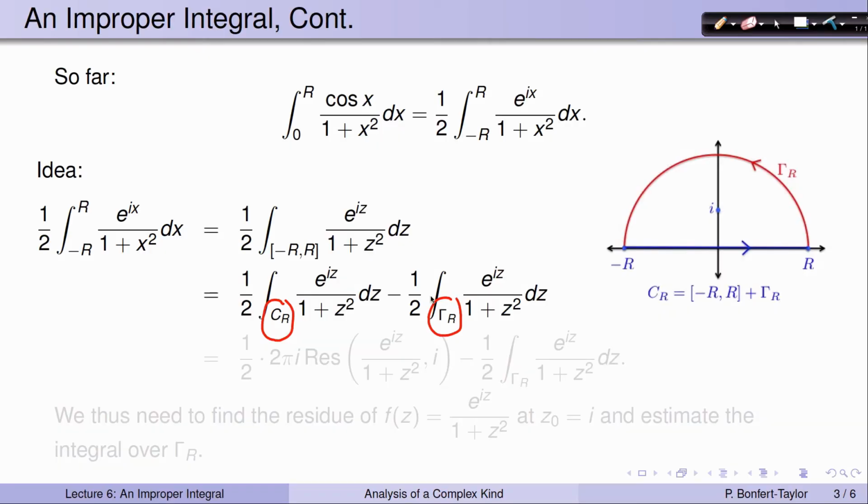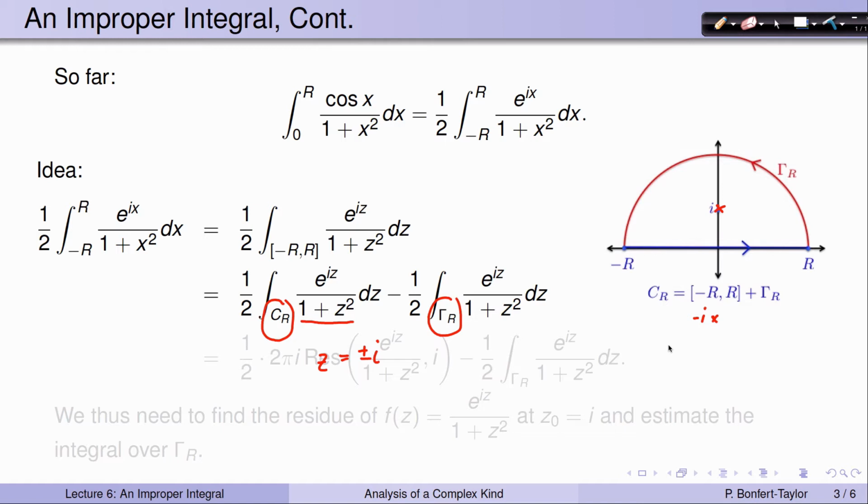Now the great thing is, what is the integral over the curve CR of the function e to the iz over 1 plus z squared? E to the iz over 1 plus z squared has two singularities that are isolated. The two singularities happen when the denominator of this function is equal to 0. When is the denominator equal to 0? When z is plus or minus i. Only the singularity at i is enclosed by the curve CR. The other singularity at negative i is down here, and we don't really care about it.